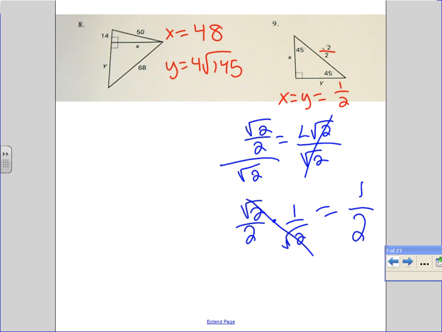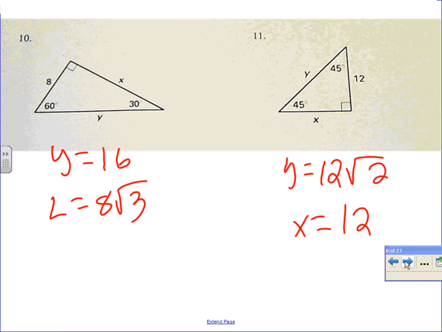Okay, Camille? Yes. Right. You have them flipped by accident? Yeah, y is 16 because that's your hypotenuse. The long side is 8 square root of 3. You might have just flipped them by accident. No. Hypotenuse is across from the right angle. Always. You okay with that, Camille?